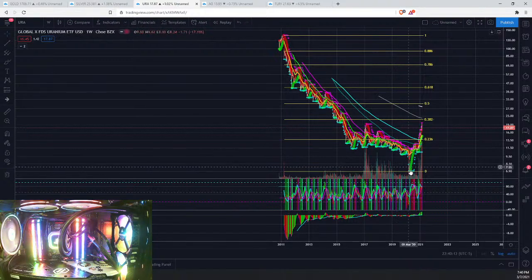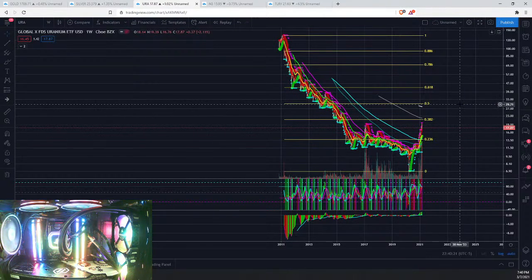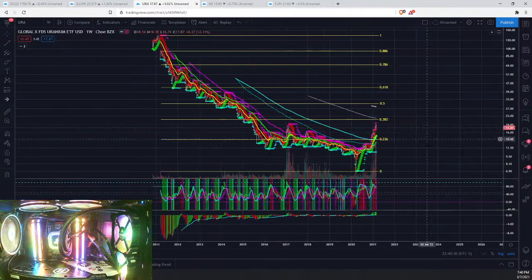Fib from the top to the bottom. The 236 was at $13.85. We're currently at like $17. The 382 is back here at $21. The 0.5 retracement, even if it went back into a downtrend, $30. So this thing has massive potential.